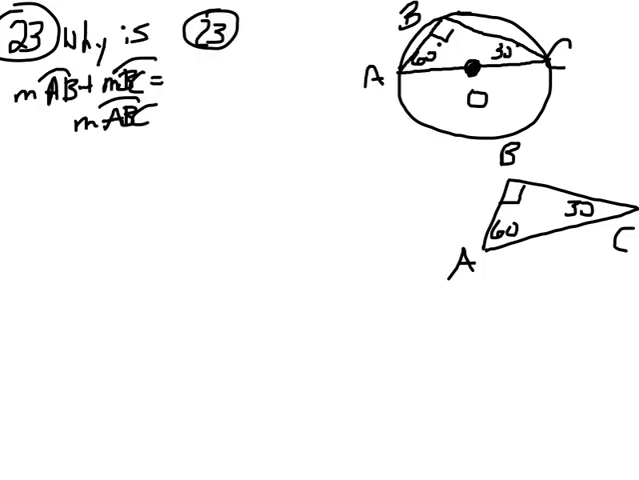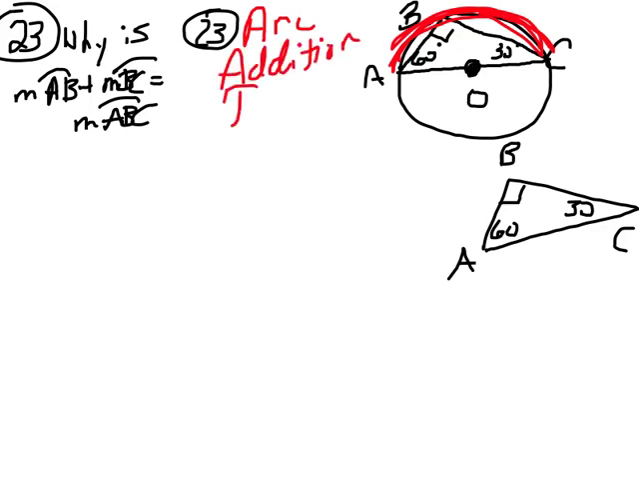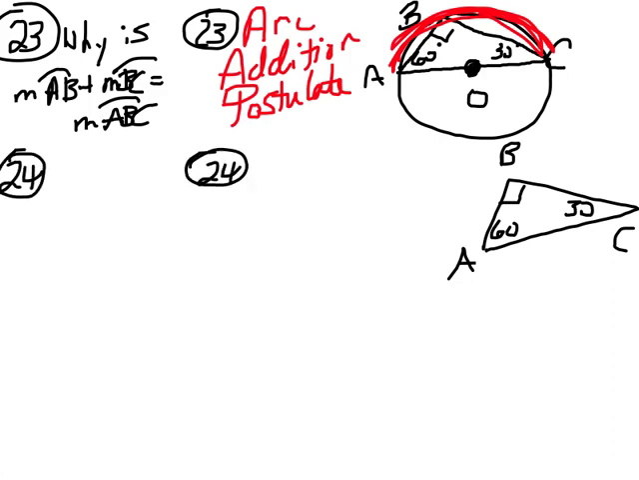Okay, so y is the measure of AB. Let me outline as we go. AB plus BC equal to ABC. What do you think that's going to be? Yeah, that's the arc addition postulate. That's why I read you the theorems out loud first. That's the arc addition postulate. Again, you can just write down the answer or the reason. You don't have to write all this that I'm doing down.